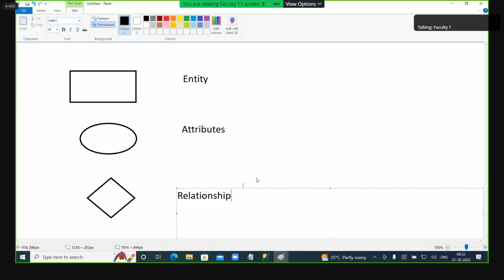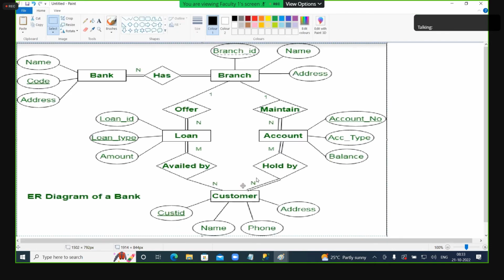That means the database is represented by using these graphical symbols. So what does ER diagram mean? It is a graphical representation of a database. You know flowcharts? What is a flowchart? A graphical representation of a program. Like that, an ER diagram is a graphical representation of a database. So by seeing this ER diagram, you get some idea of what they are storing in the database.